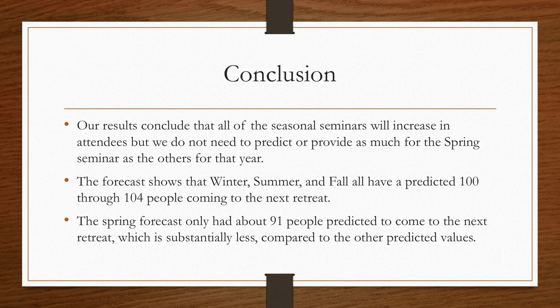Conclusion. Our results conclude that all of the seasonal seminars will increase in attendees, but we do not need to predict or provide as much for the spring seminar as the others for the year. The forecast shows that winter, summer, and fall all have a predicted 100 through 104 people coming to the next retreat. The spring forecast only had about 91 people predicted to come to the next retreat, which is substantially less compared to the other predicted values.